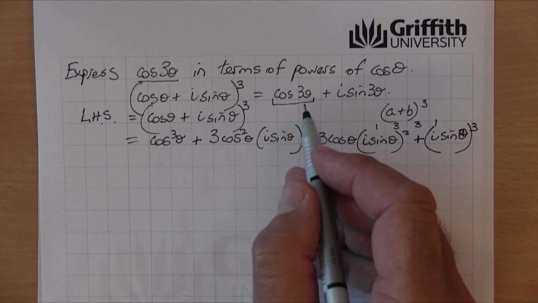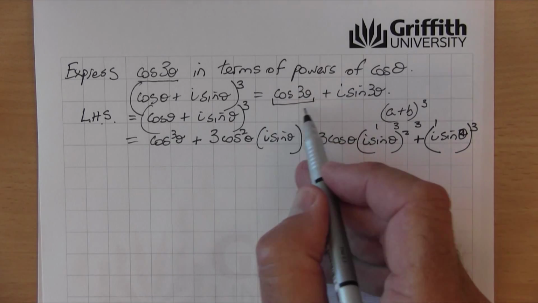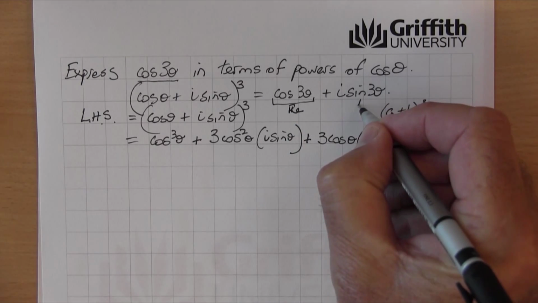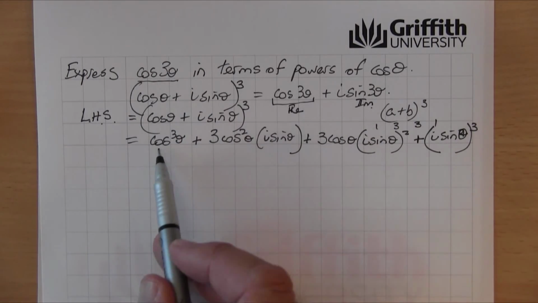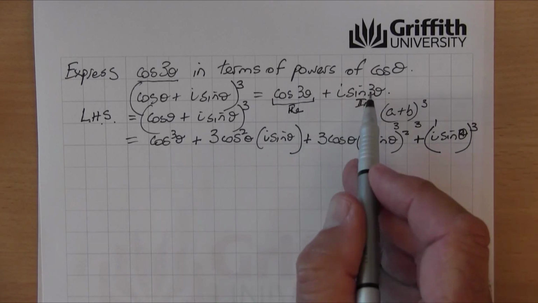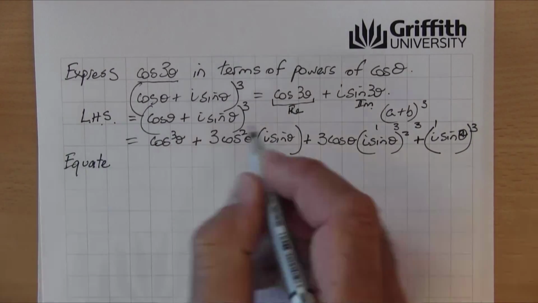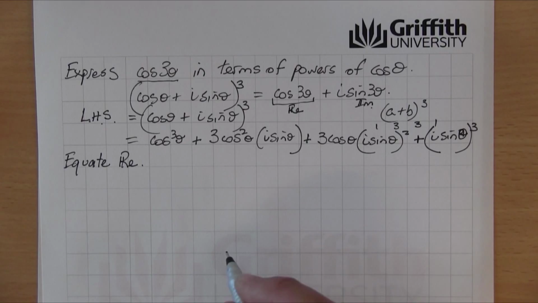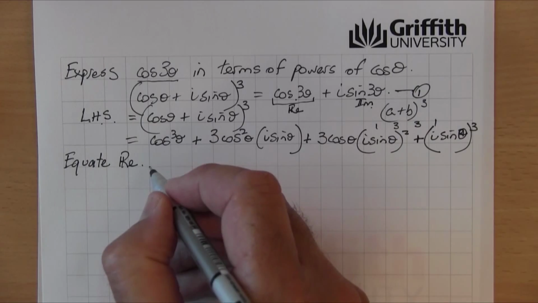Okay, now we want cos 3 theta, and you'll notice up above here that this is only the real part of this identity. So this is the real, and this is the imaginary. So because this has been expanded to give us this expression here, we're not interested in the imaginary, we can equate the reals in equation 1.